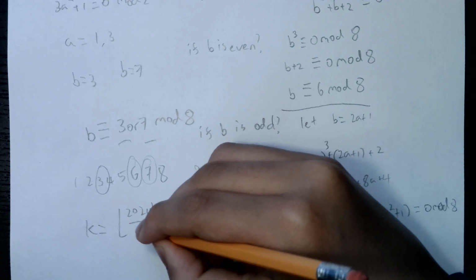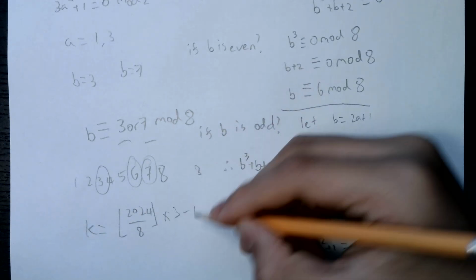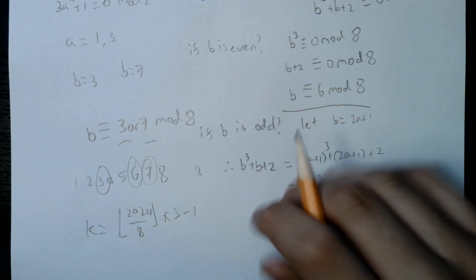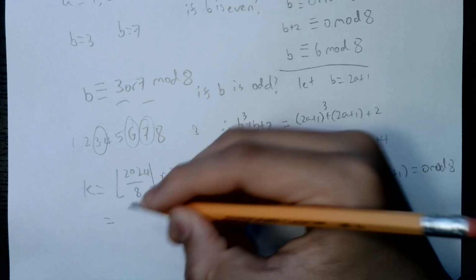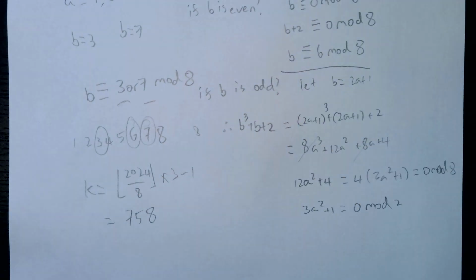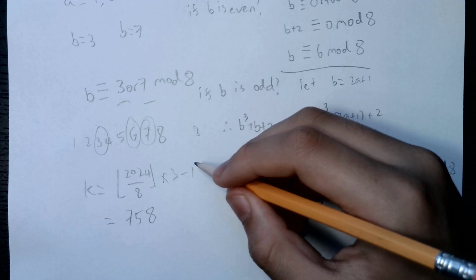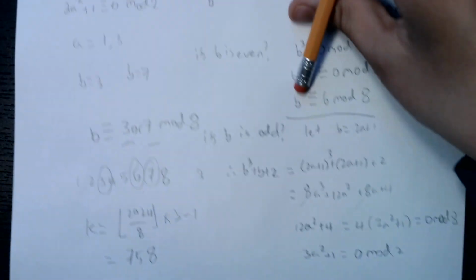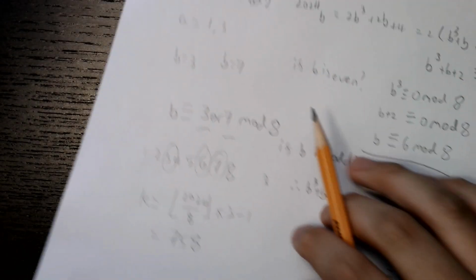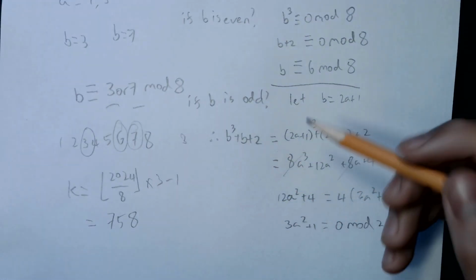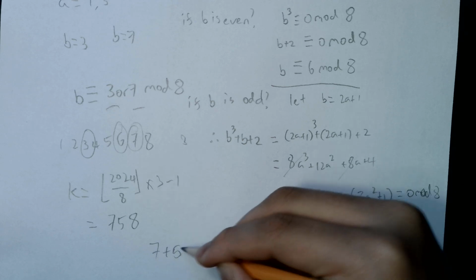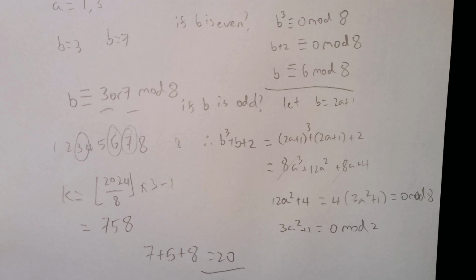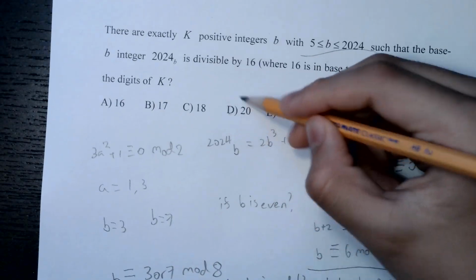So here we can see that k is going to be equal to the floor of 2024 divided by 8, times 3, minus 1. Technically you don't really need the floor here since 2024 is divisible by 8, but I'm still adding it. Then you finally solve this and get 758. Make sure you also subtract 1 here, because according to the question we need b to be bigger than or equal to 5, and b can't be equal to 3 because 3 is smaller than 5. So we get the minus 1 at the end. So the answer to this problem should be 7 plus 5 plus 8, which is equal to 20. So the answer should be D, or 20.